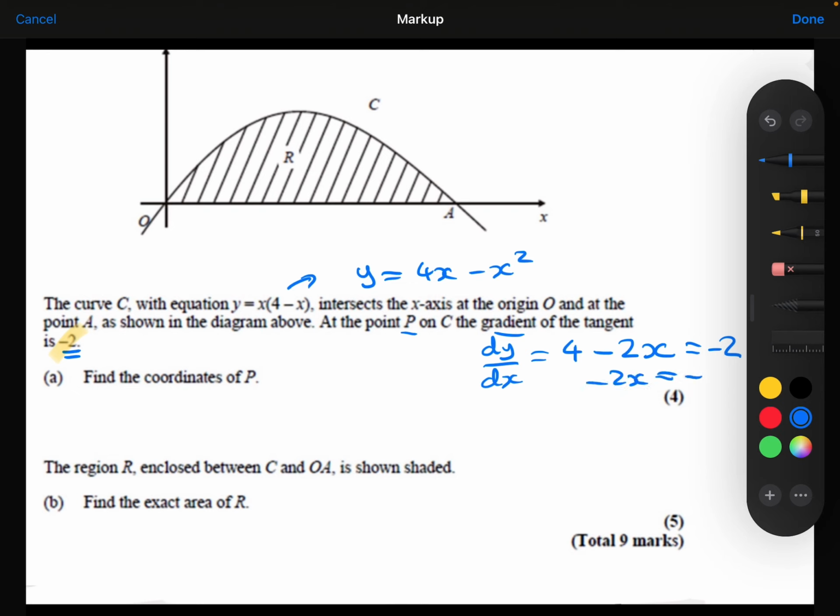So if I take the 4 away from both sides and divide by minus 2, I find that the x coordinate of P is 3. To get the y coordinate, let me substitute that in here and here. So 4 times 3 is 12, take away 3 squared, so take away 9. 12 take away 9 is 3. So the coordinates of P are (3, 3).